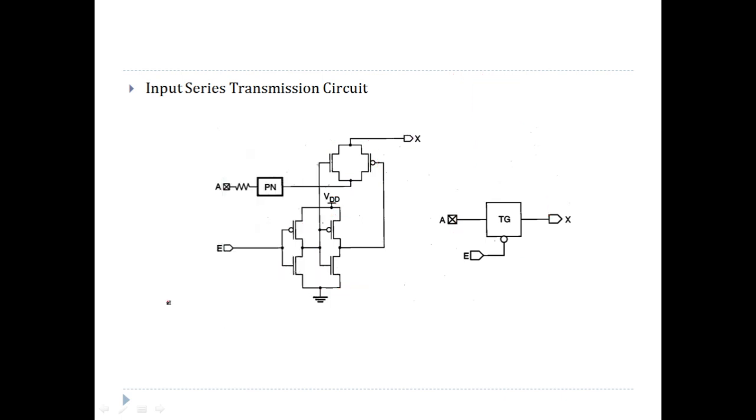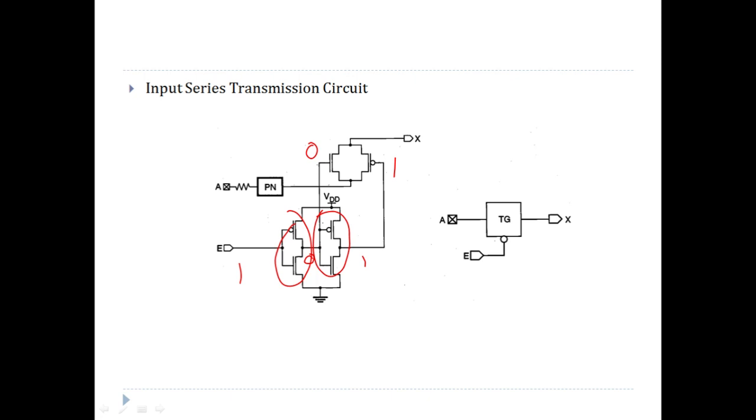Now let's look at the operation of the circuit. When E is equal to 1, the output of the first inverter becomes 0. So 0 is applied over here, so 0 goes to the input or the gate of the NMOS. And then the same 0 is applied to the input of the next, cascaded inverter. The output of that inverter becomes 1, which goes to the gate input of the PMOS.